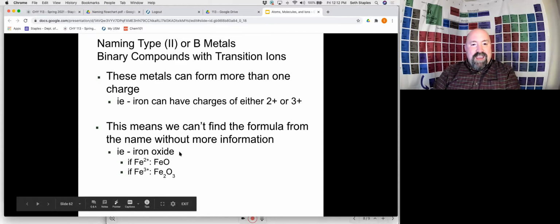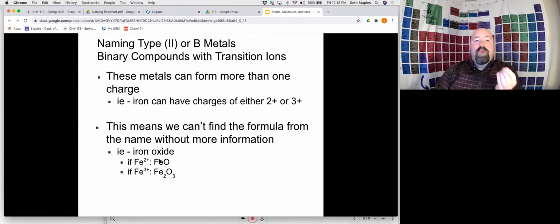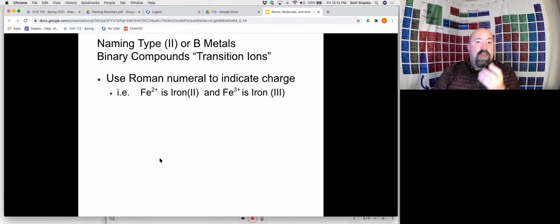And so the name iron oxide, without any additional information, doesn't tell me which one of these that I'm talking about. And so our name, when we're working with transition ions, has to have some additional information in there. So we use a Roman numeral to indicate that charge, just like we talked about earlier. And so if I'm talking about iron with a 2+ charge, that's going to be iron 2. Iron with a 3+ charge is iron 3.